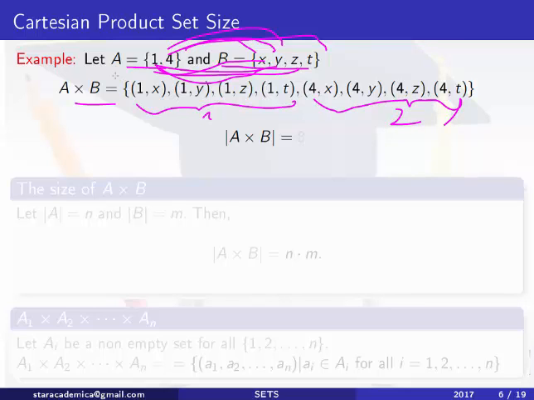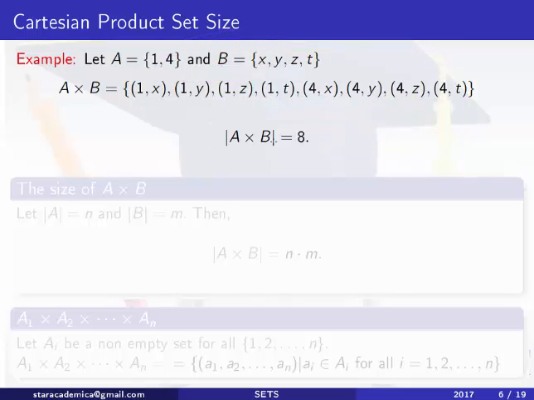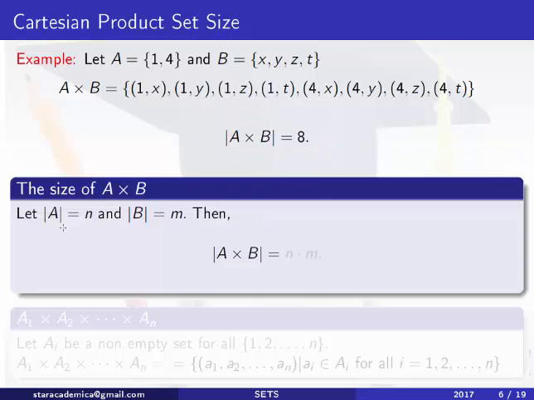So we have 2, this is the size of A. And in each block, we have 4, which is the size of B. So this is 2 times each block 4, which is 8. So the size of A cross B, the cardinality of A cross B, is 8. Here is a formula. If A has n elements, B has m elements, then A cross B, the Cartesian product, has size n times m.